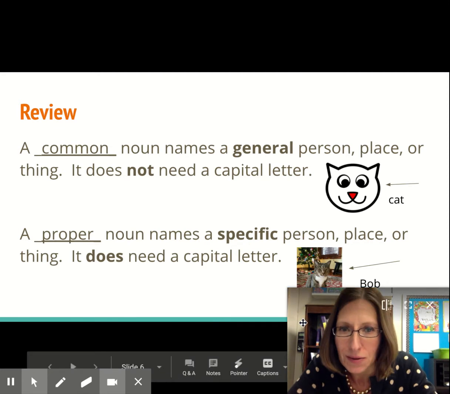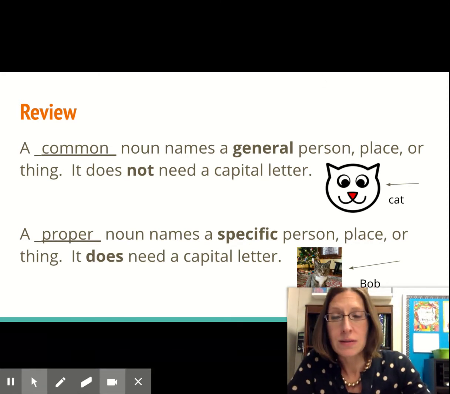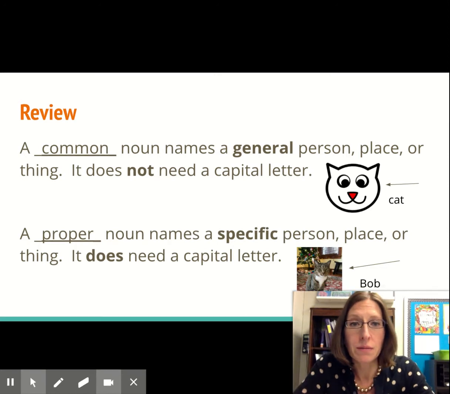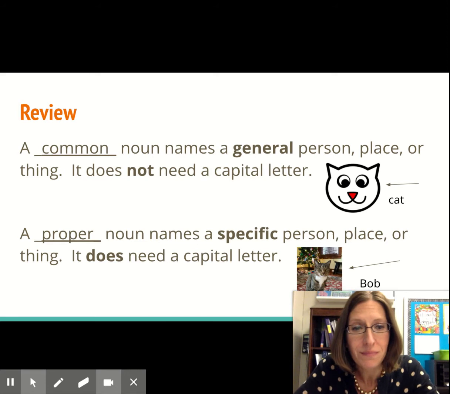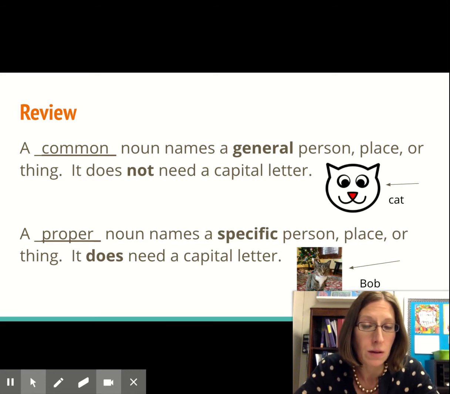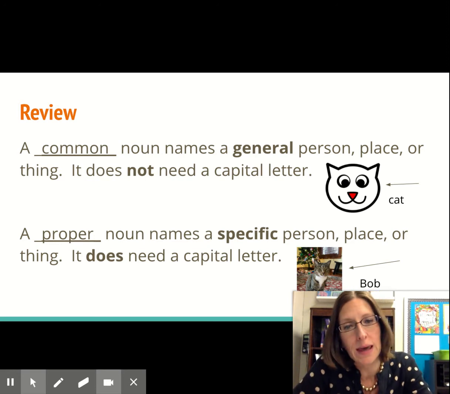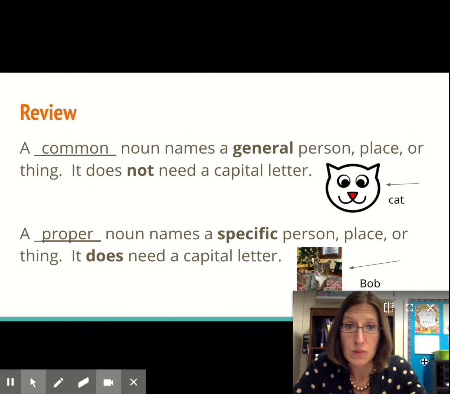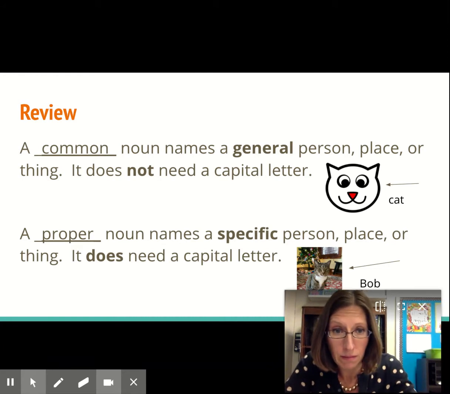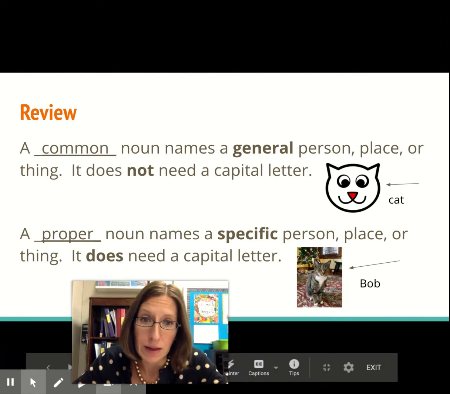Let's see. A common noun names a general person, place, or thing. It does not need a capital letter. So if you were just talking about a cat, you don't need a capital letter. It's just a cat. But if you were talking about a specific person, place, or thing, you would need a capital letter.